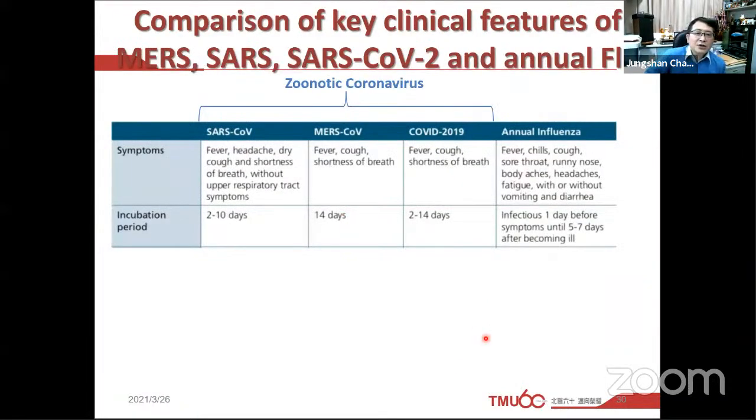And compared to the flu virus, all three coronaviruses have a much longer incubation time, around 2 to 14 days. According to this data, the government set the regulation: 14 days, stay in a quarantine hotel before you are free to walk on the street. Okay, this can prevent patients from spreading their virus onto the society.